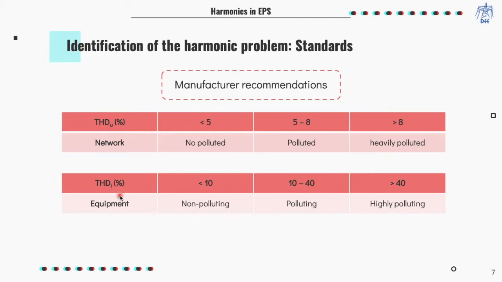Regarding the harmonic currents injected by nonlinear loads, a total harmonic distortion of the current below 10% identifies non-polluting nonlinear loads. A total harmonic distortion of the current between 10 and 40% identifies polluting nonlinear loads, and finally, highly polluting nonlinear loads are identified with a total harmonic distortion of the injected currents above 40%.